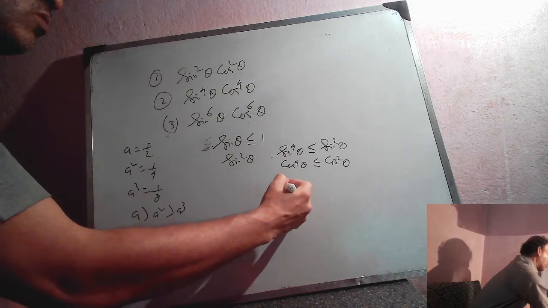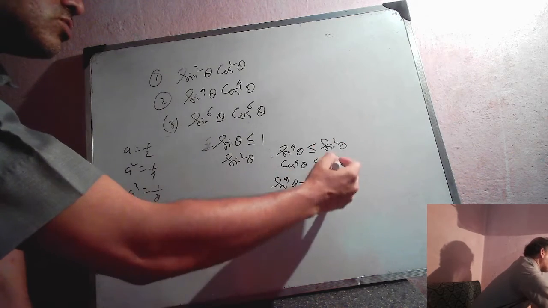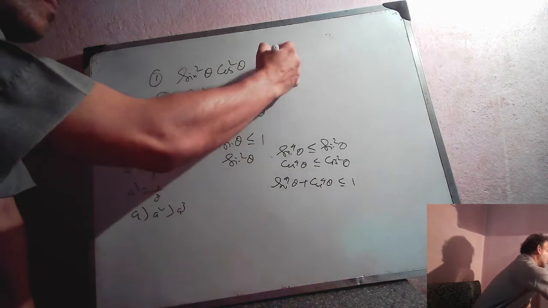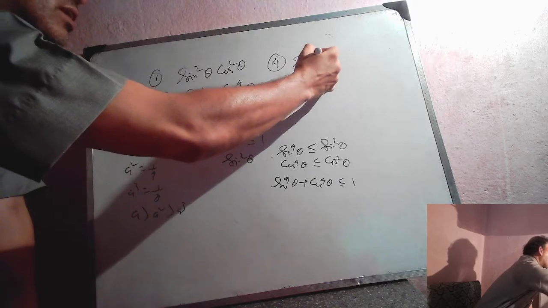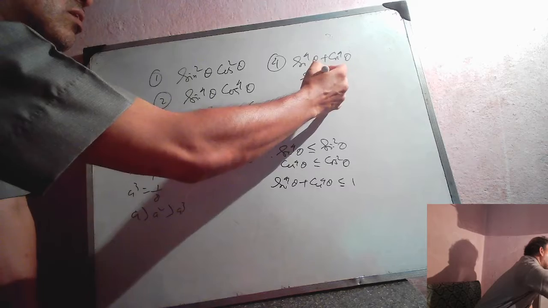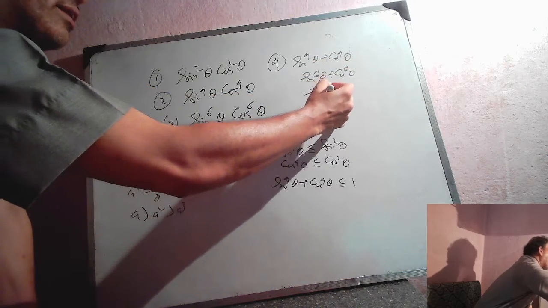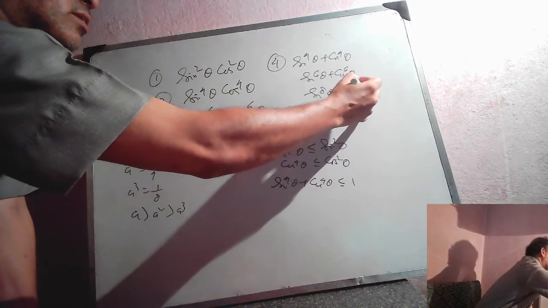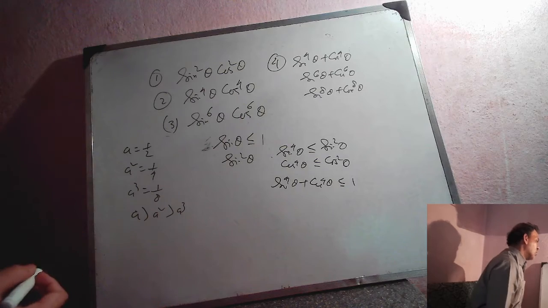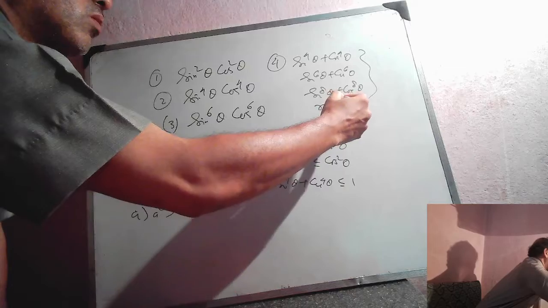So sin 4 theta plus cos 4 theta is less than or equal to sin square theta plus cos square theta, which is equal to 1. So for sin 4 theta plus cos 4 theta, or sin 6 theta plus cos 6 theta, or sin to the power 8 theta plus cos to the power 8 theta, for this type of problems, the maximum value is always 1.